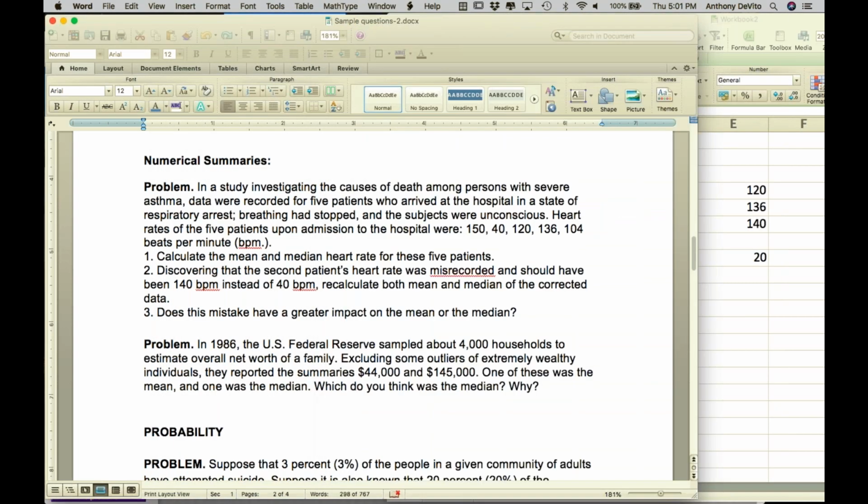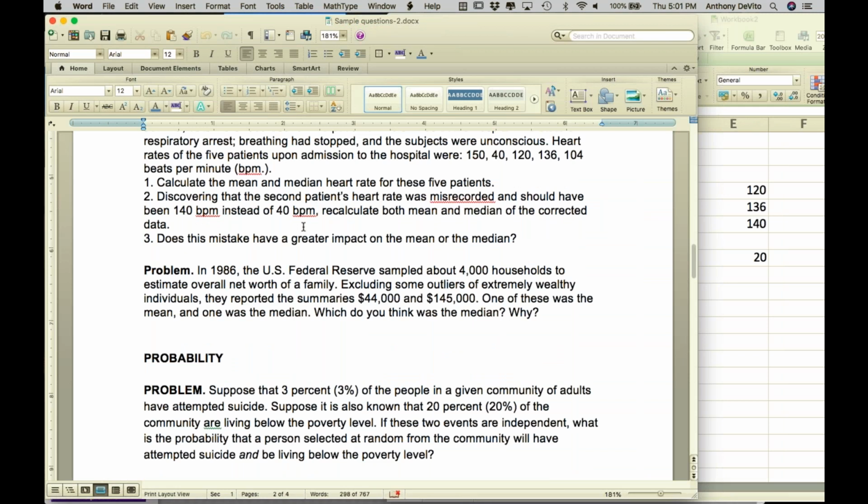The main reason they ask you that question is that they want to show you the impact of removing an outlier on the mean and on the median.